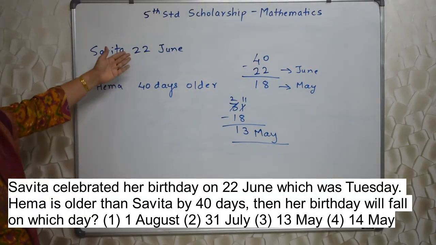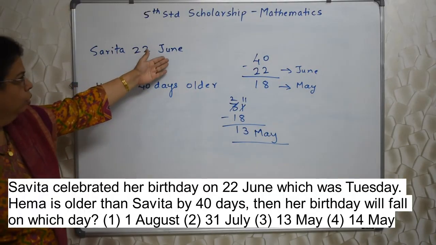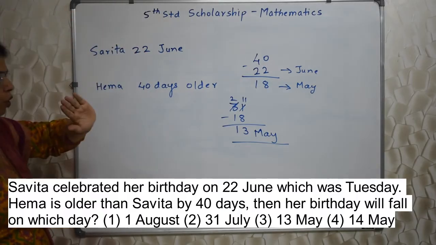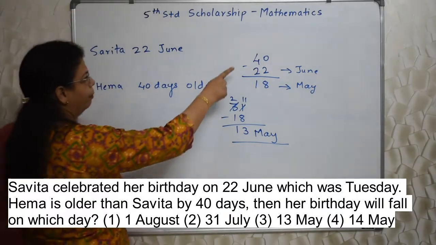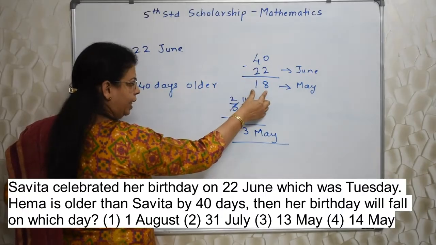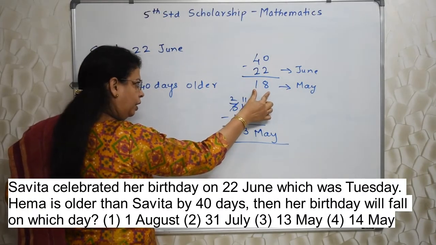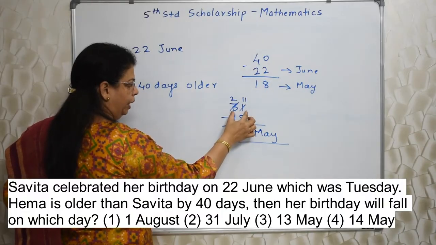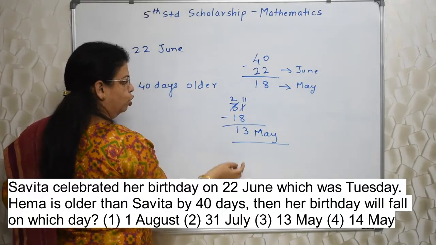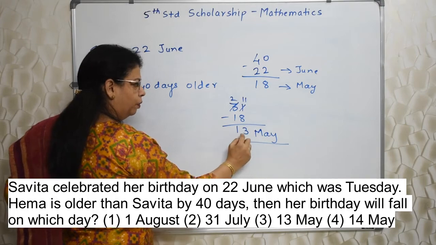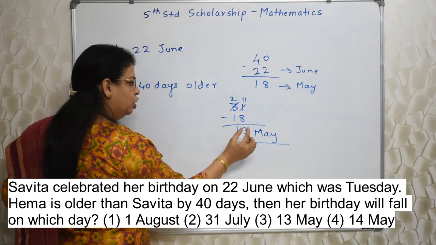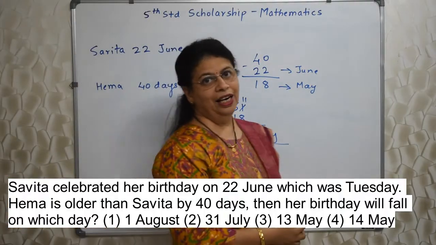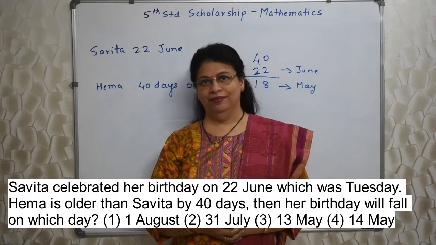We are going back from 22nd June. From 22nd June we need to go back 40 days. We are not going to do it manually. So we are minusing 22. These many days are remaining? 18. So 18, now June is over. So 18 we need to minus from total days of May, 31. We are going back. So 13 days of May are remaining. Means she is born on 13th May. Interesting, isn't it? Chalo, let's go ahead.